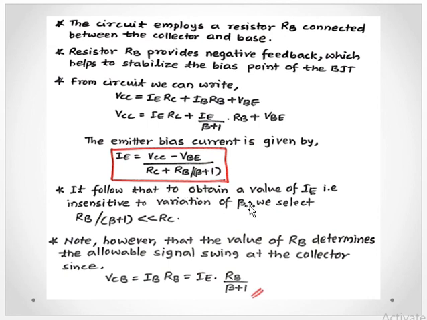It follows that to obtain a value of IE that is insensitive to variations of beta, we select RB divided by beta plus 1 very much less than RC. RC should be greater, or this term should be lesser, to make it insensitive to variations in beta. Note, however, that the value of RB determines the allowable signal swing at the collector. VCB is given by IBRB. So if you substitute IB as IE divided by beta plus 1, times RB.